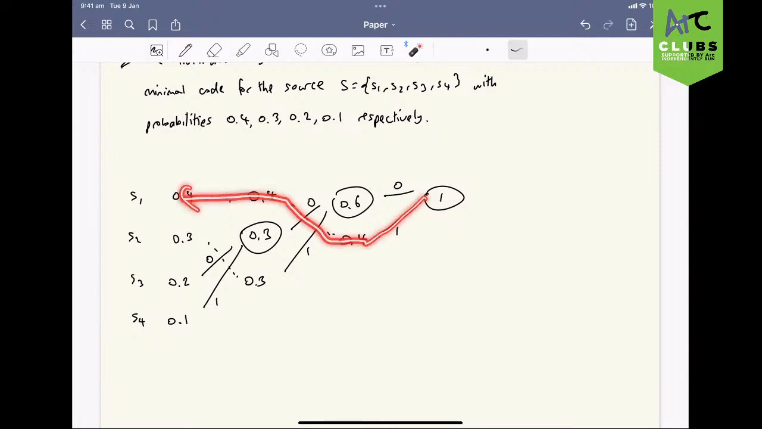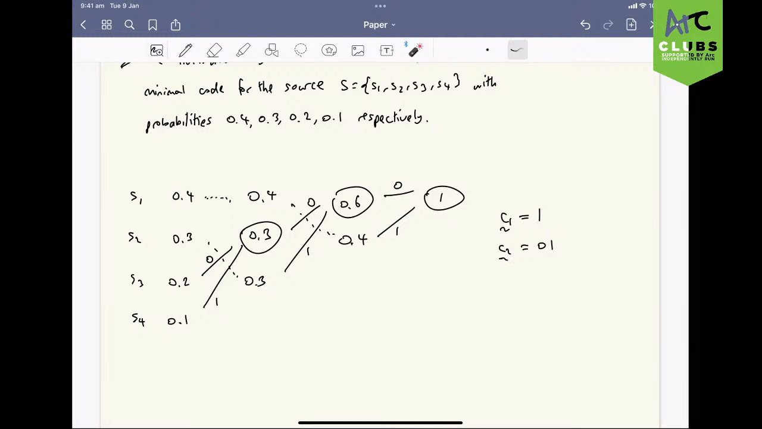So this is going to be the one for S1. And on this way, you only encounter this one. So the code word for S1 is going to be just 1. Similarly, if we look at how S2 goes from the last node over here, it goes to 0, 1, and nothing. So C2 is going to be 0, 1.